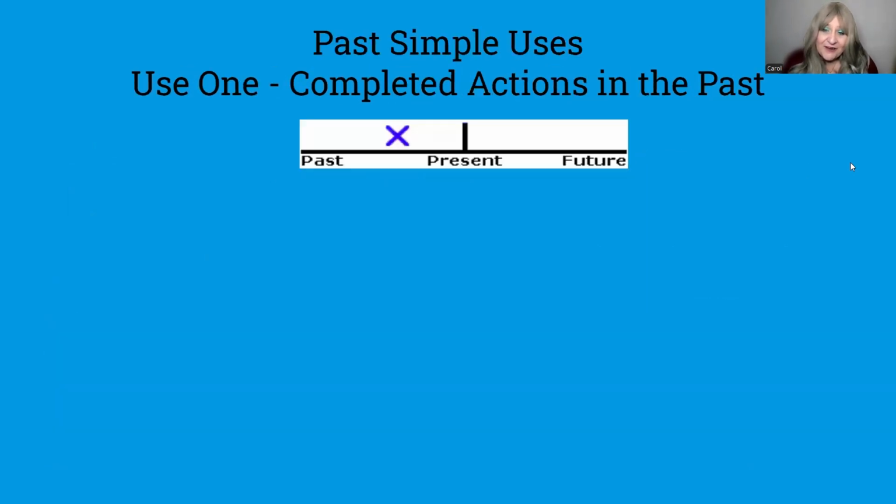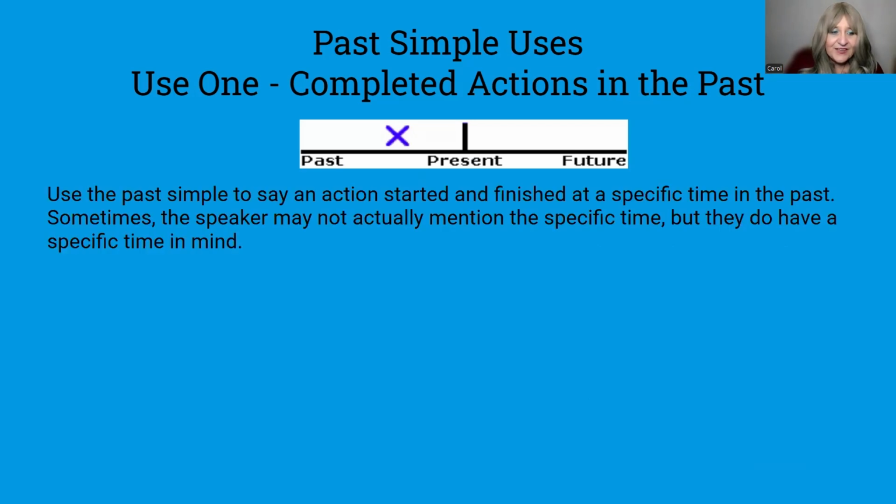So now you know how to form the past simple using statements, negatives, and questions. Let's look at how we use the past simple. So our use one is completed actions in the past. Use the past simple to say an action started and finished at a specific or an actual time in the past. Sometimes the speaker may not actually mention the specific time, but they do have a specific time in mind.